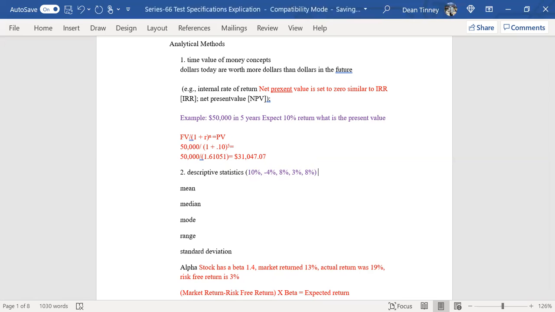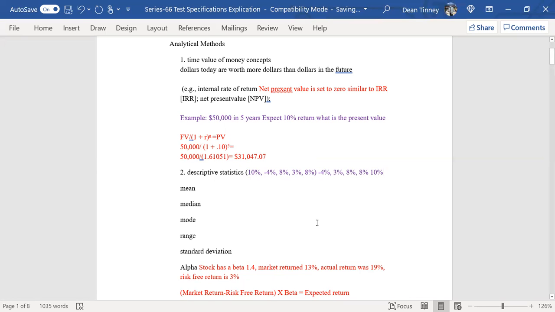I like to say, okay, I've got a negative 4%. Going from the negative number to the larger number, I've got a negative 4, and then a 3%, and then an 8%, and then another 8%. I'm just putting them in an order that makes sense to me. And then I have 10%. So now I've put those in a sequence that makes sense to me.